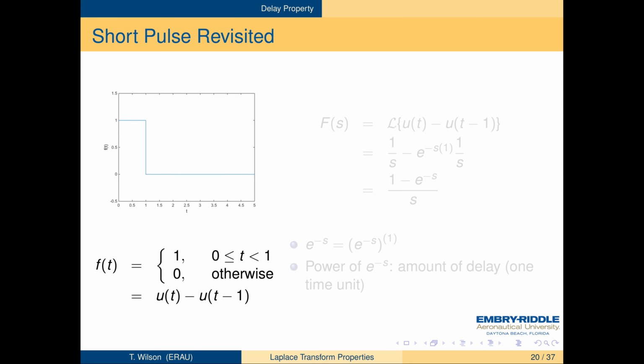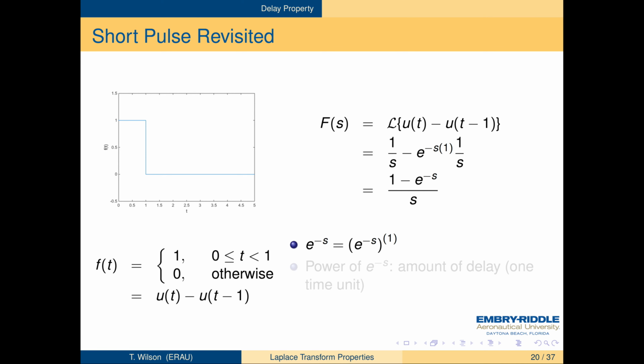Another useful property, here's an example. We previously found the Laplace transform of the short rectangular pulse. Let's do this again, this time using the delay property. We can write the waveform, which is 1 between 0 and 1, and 0 everywhere else, as u of t minus u of t minus 1. Laplace transforming each term in the difference, u of t goes to 1 over s, and u of t minus 1 goes to e to the minus s over s. We then combine everything over a common denominator to get the same answer we did previously.